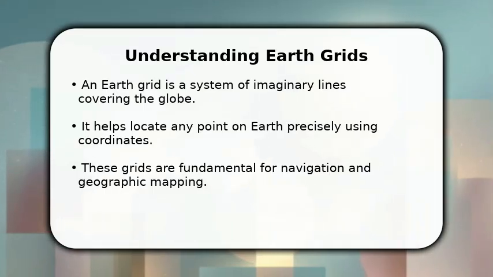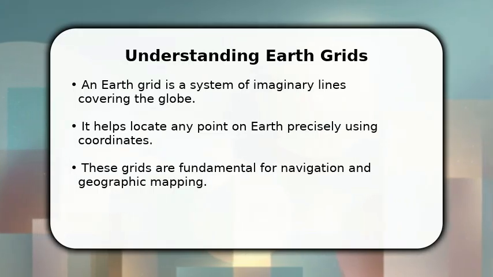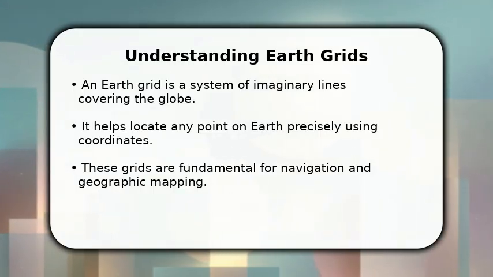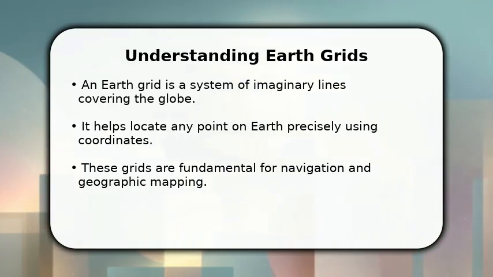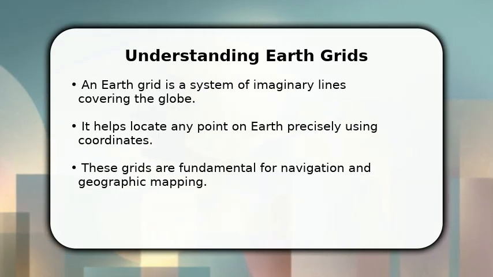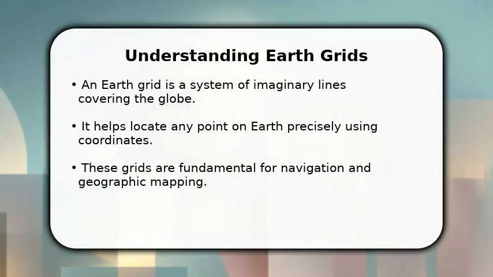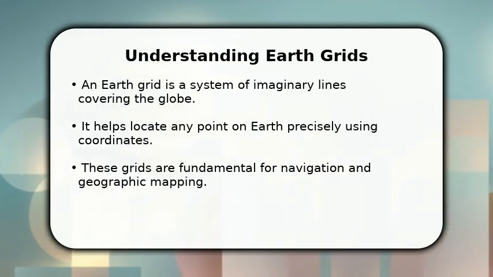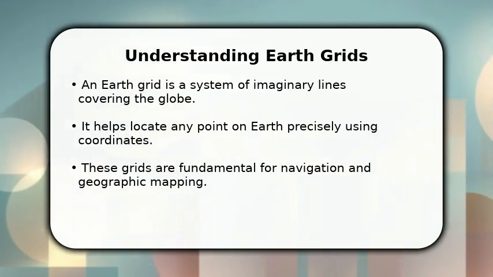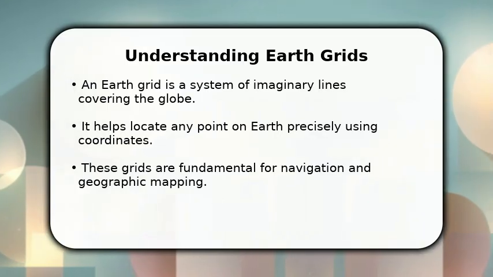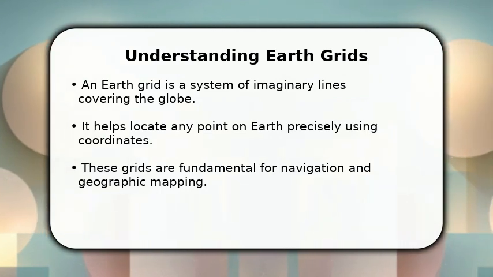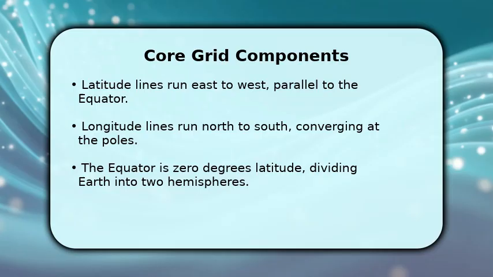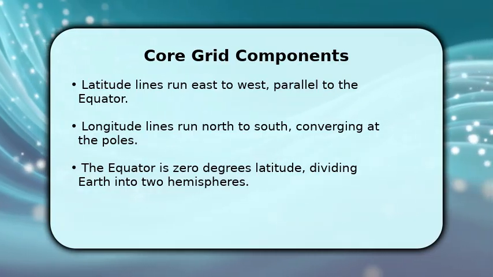In this video, I will explain how to make an earth grid. First, understand that an earth grid is a foundational system of imaginary lines, both horizontal and vertical, that completely covers our planet. Its primary purpose is to provide a precise framework for locating any specific point on Earth's surface. This system is absolutely essential for accurate navigation, detailed mapping, and various scientific applications, making it a cornerstone of geographic understanding. To construct an earth grid, you must first grasp its core components.